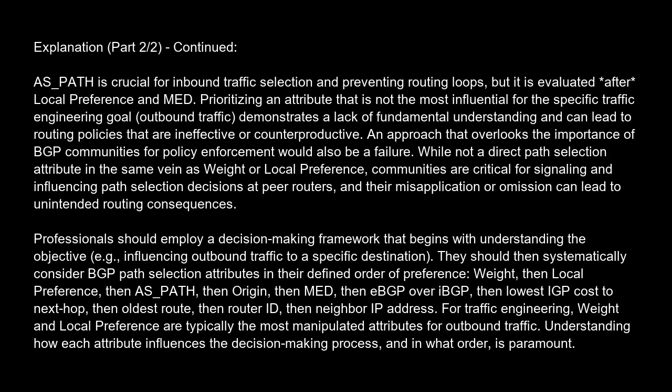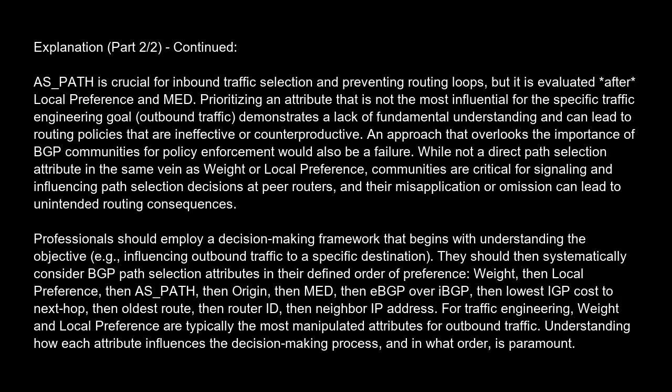An approach that overlooks the importance of BGP communities for policy enforcement would also be a failure. While not a direct path selection attribute in the same vein as weight or local preference, communities are critical for signaling and influencing path selection decisions at peer routers, and their misapplication or omission can lead to unintended routing consequences. Professionals should employ a decision-making framework that begins with understanding the objective, e.g., influencing outbound traffic to a specific destination. They should then systematically consider BGP path selection attributes in their defined order of preference.